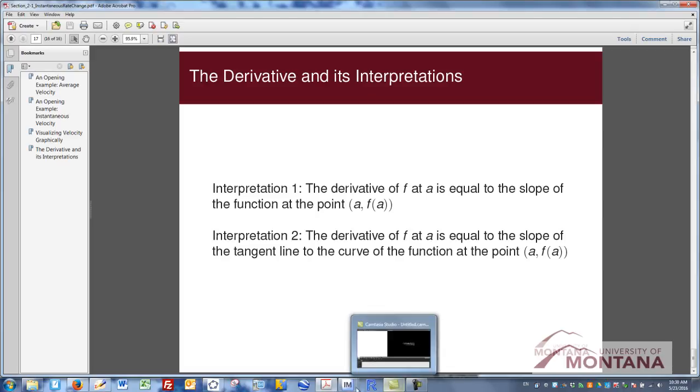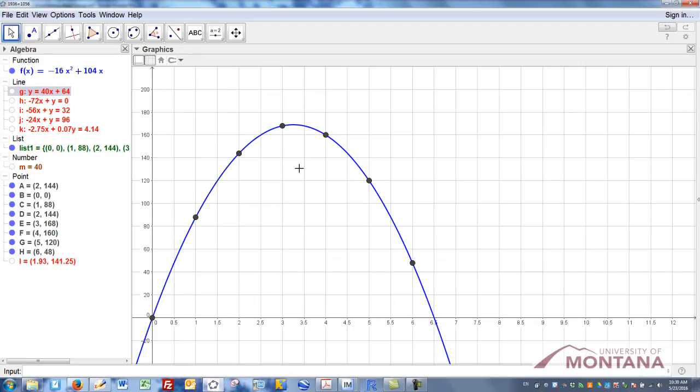So let's just take a quick look at this and end on this. We were discussing this whole idea of what's happening around time equals 2 seconds. So I'll go ahead and put in the tangent line at time equals 2 seconds. And so the idea is the derivative at time equals 2 seconds is one of two things. It's either the slope of this red line, or it's the slope of the blue curve at that point. Now that might not make a lot of sense to you, because you're thinking to yourself, well, how can something that's curved actually have a slope?